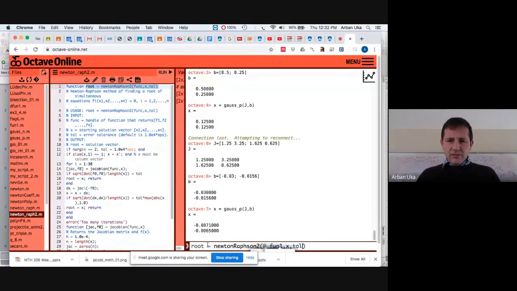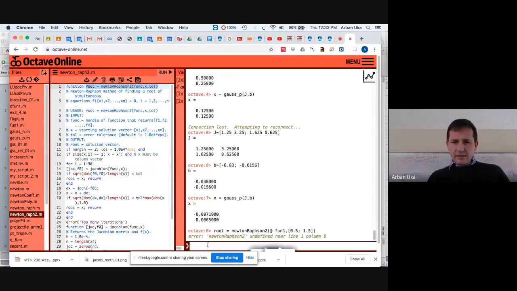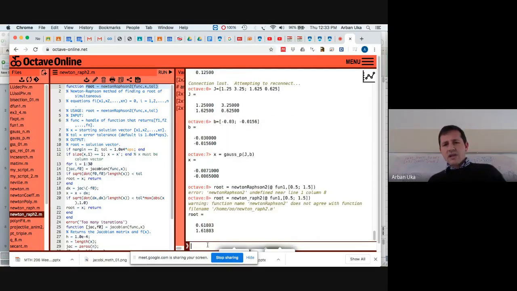We have to, let's forget the tolerance, and let's assume that the initial value that we're going to insert is 0.5 and 1.5, the same way that we showed it here on the board. 0.5 and 1.5. Okay, undefined. No, that's wrong. I copy pasted it from there, but this is Newton. We spell this one Raphson 2. Okay, so it looks like the root here, it's 0.618 and 1.618. So whatever we found on the board, this is what we find.